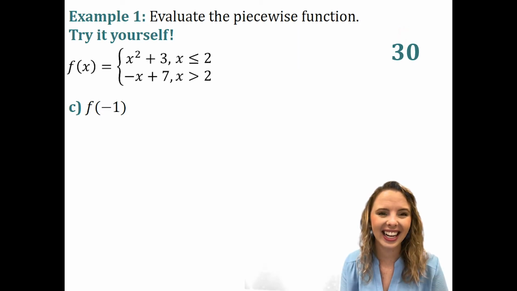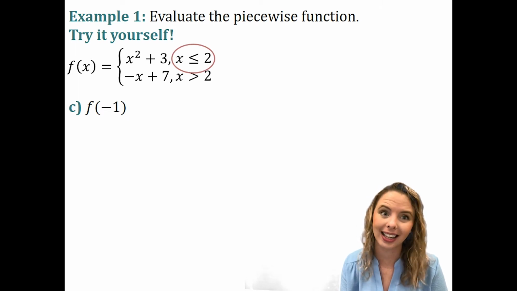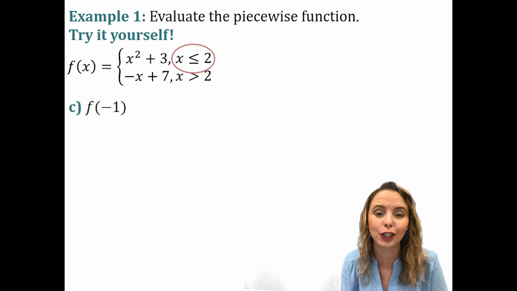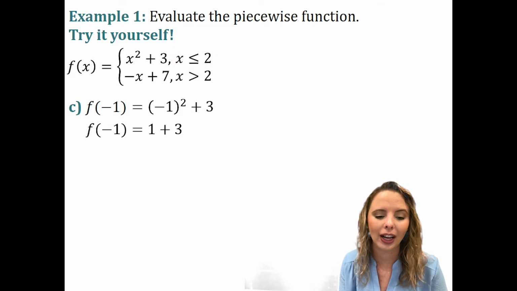All right, 30 seconds, it flies by, doesn't it? Okay, we know that negative 1 is less than or equal to 2. It is less than, not equal to, but that's the restriction it falls within. So we need to evaluate for x squared plus 3. So negative 1 squared plus 3 is going to be positive 1 plus 3.